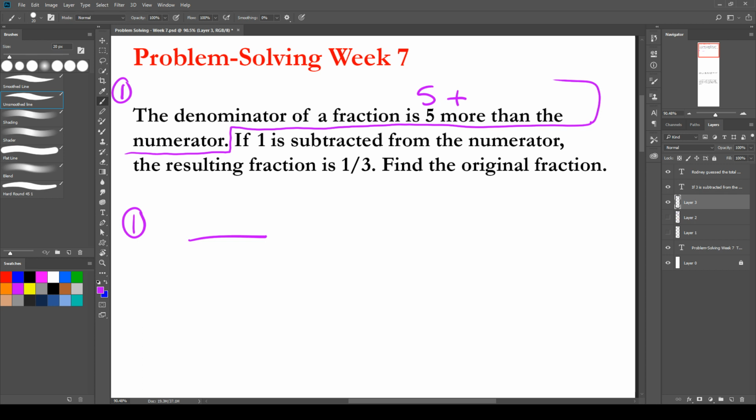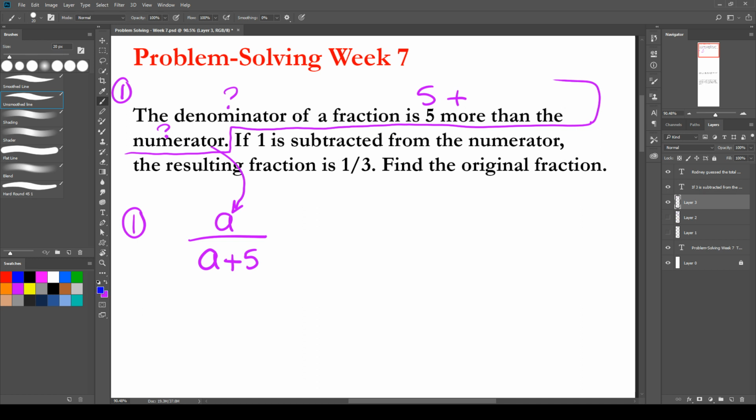So they haven't given us any values besides 5 more. So I need to figure out, what are these two values? Well, if I pick a letter of the alphabet, I'm going to use the letter A. So if the denominator is 5 more, so whatever the numerator is, let's say it's A, so that's my numerator, then the denominator will have to be 5 extra. So that's where I'm at. That's just the first statement there.